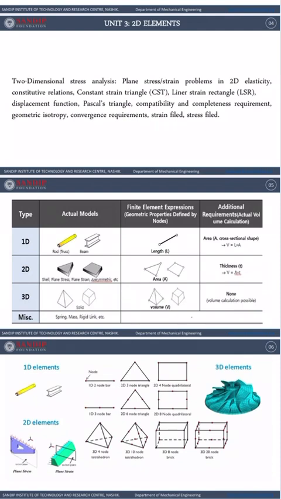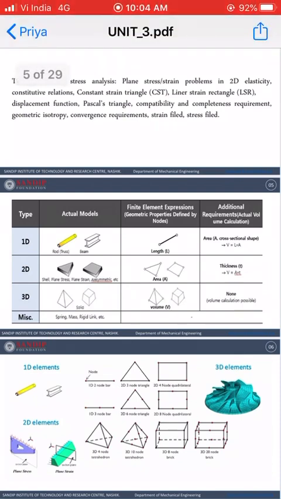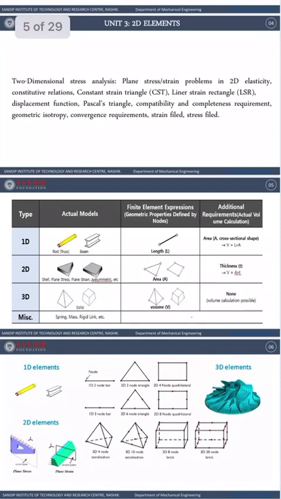Then we will see the different types of displacement functions. What are the displacement functions? Polynomial shape functions are there, one-dimensional, two-dimensional, three-dimensional: linear, hyperbolic, parabolic, cubic. These are the types of displacement functions, and we will see them in detail.